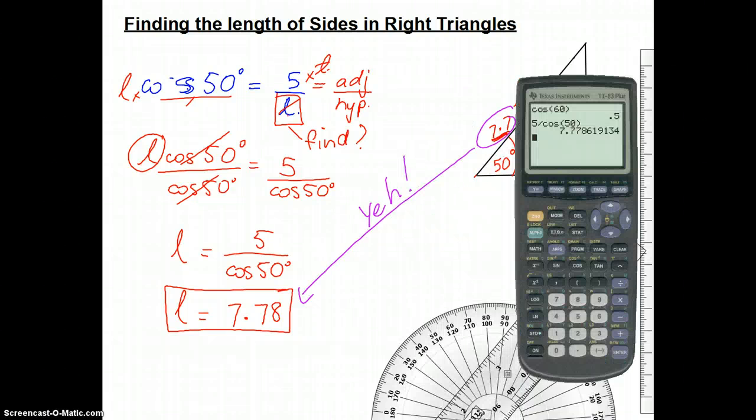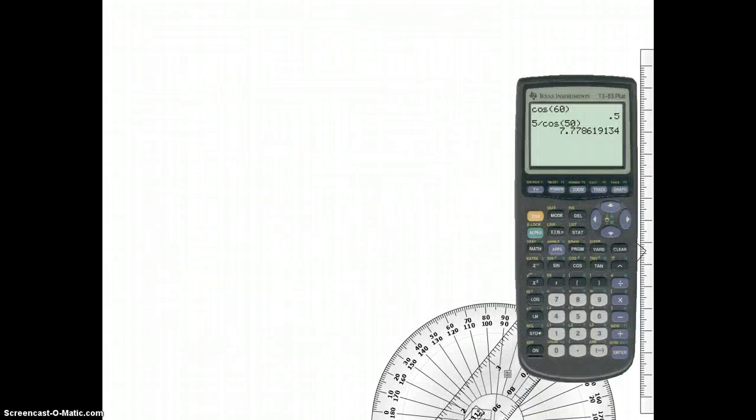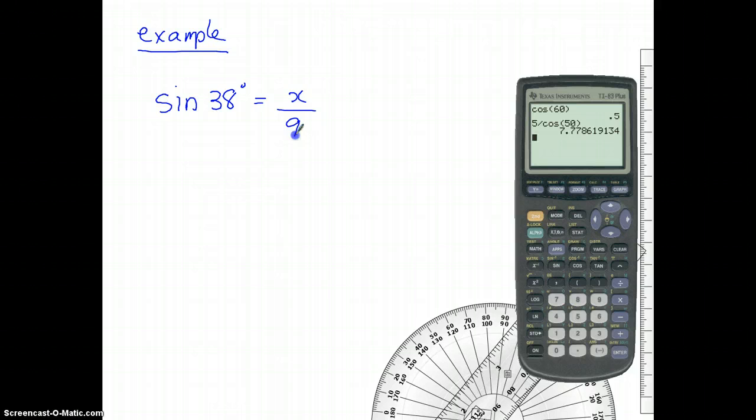But before we go, guys, I'm going to give you a couple of questions to explore before you come to class. Okay, so let's say I had this information. Let's say we knew this, that the sine of 38 degrees is equal to something over 9. First thing I'd like you to do there is sketch the triangle. Sketch means it's not to scale.